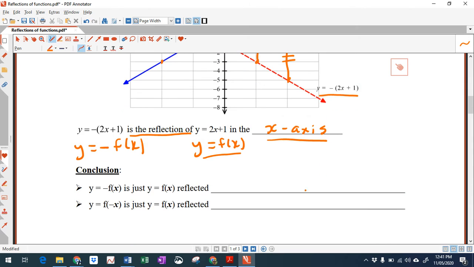So that's what we'll write down here. So you've got y equals minus f of x. It's just y equals f of x reflected in the x-axis. And y equals f of minus x is just y equals f of x reflected in the y-axis. Okay, so that's our conclusion.